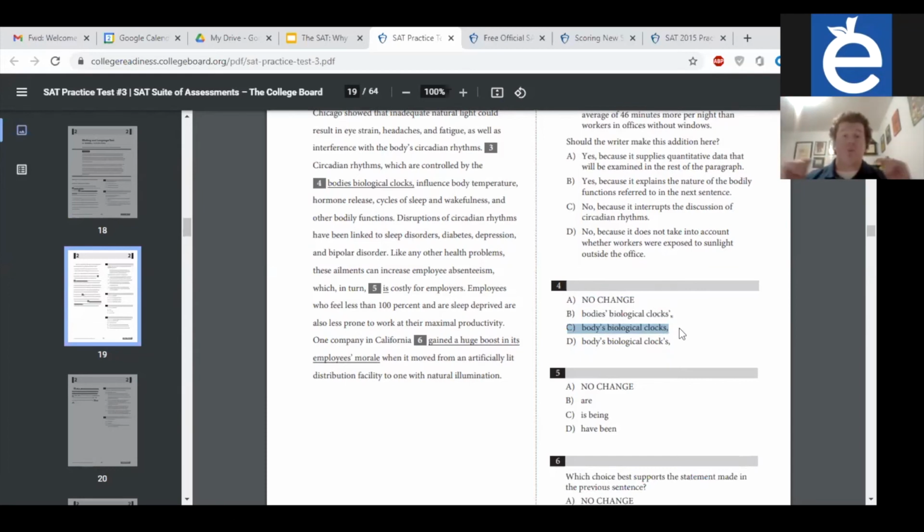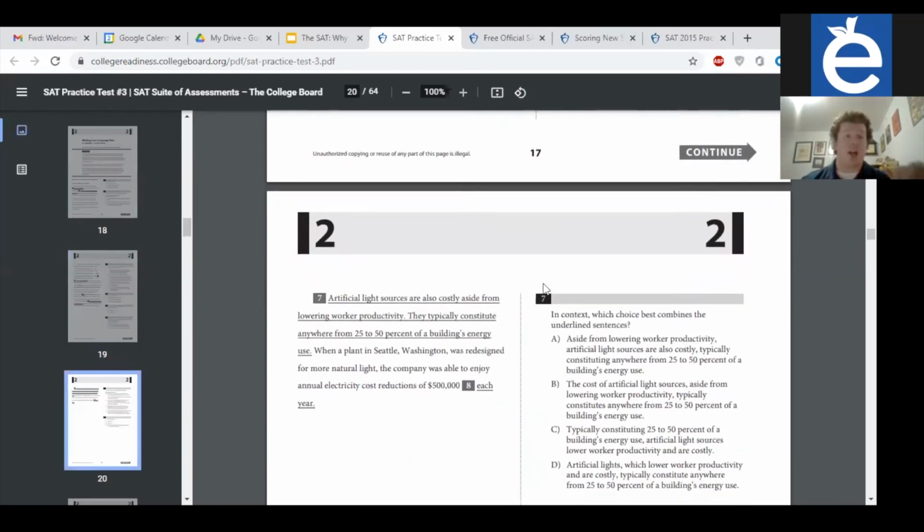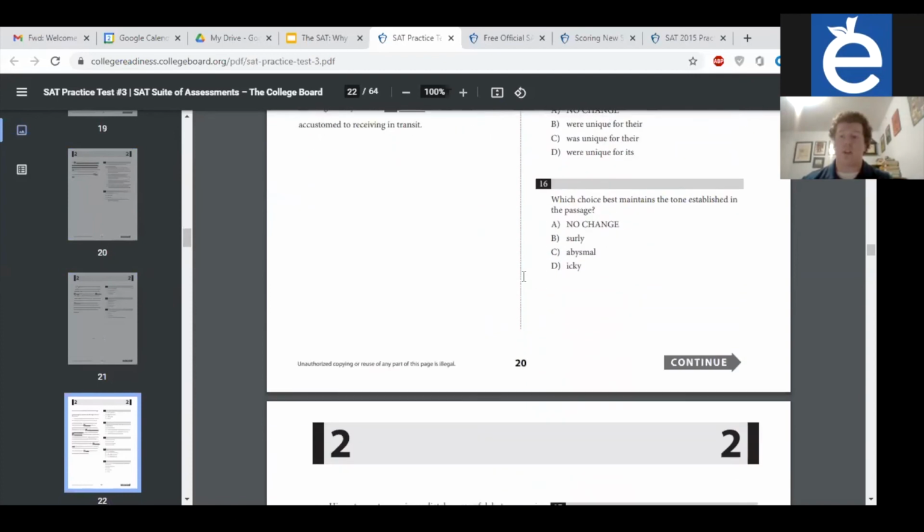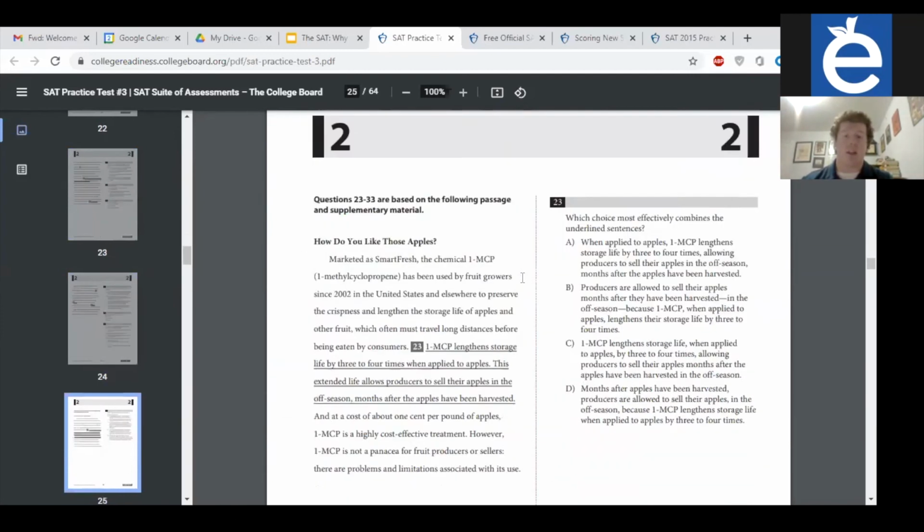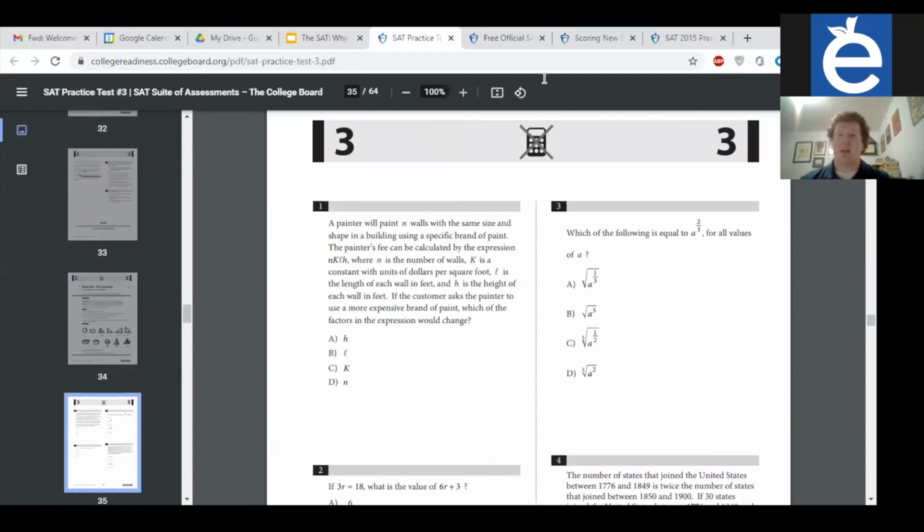Let's get ready to move on to the math section and go over some math questions. Does anyone have any questions about the writing and language section? You're free to put it in the chat. I'm just going to start transitioning to our discussion of math. If anyone has any questions, go ahead and ask them now. But I'm going to transition to our discussion of the math.